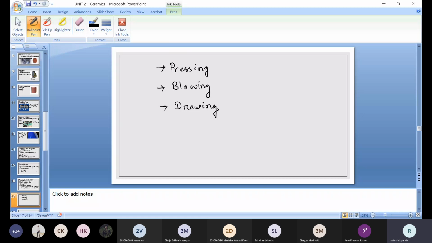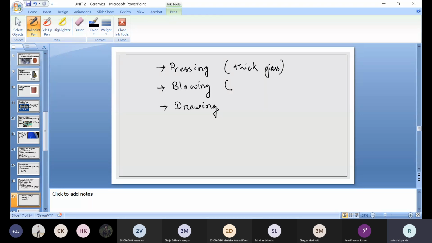Okay, third one is a drawing. So in pressing, what happened? Pressing means, you understand here, some kind of compressive forces is going to be applied to get the shape of the material. That is what is a pressing. So here what we will be getting? We will be getting thick glass like structures. Okay, thick glass we will get here.